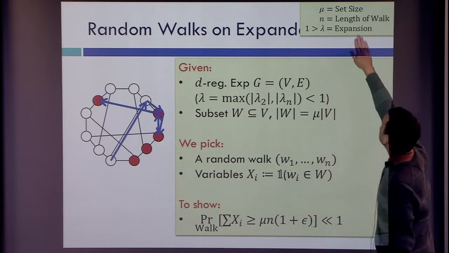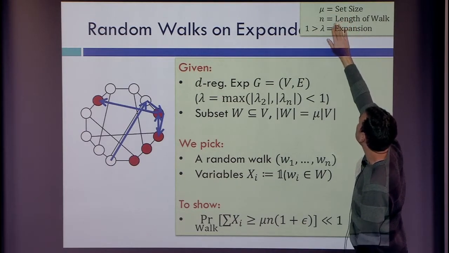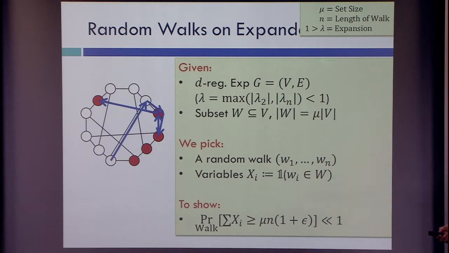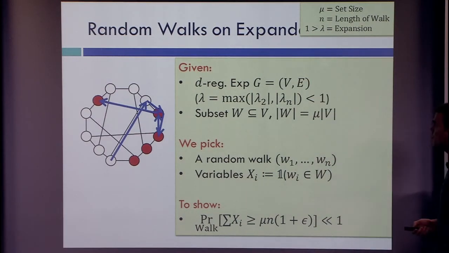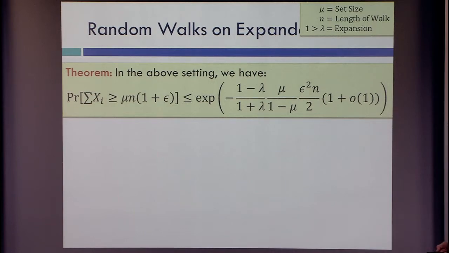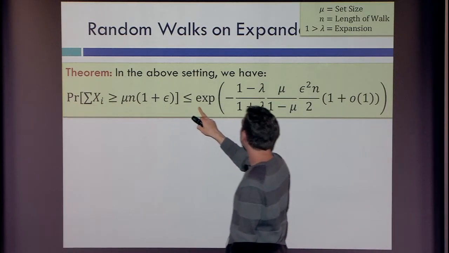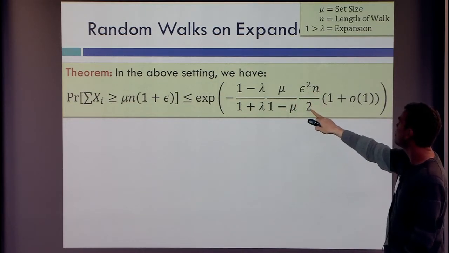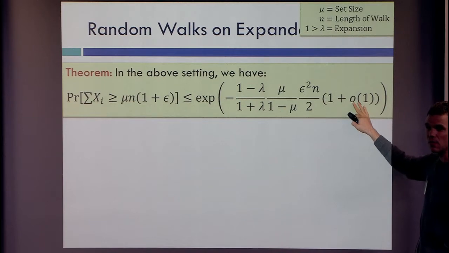And let me set the parameters here. We have the set size, which we want to hit sometimes. It's mu, the relative set size. N is the length of the walk, and lambda is the expansion constant, which is normalized so that it must be bounded away from 1. Then what one can show is that in this setting, the probability that we deviate by more than epsilon is at most e to the minus (1 minus lambda over 1 plus lambda) times (mu over 1 minus mu) times epsilon squared n over 2, times 1 plus lower order terms, where they are lower order in epsilon.